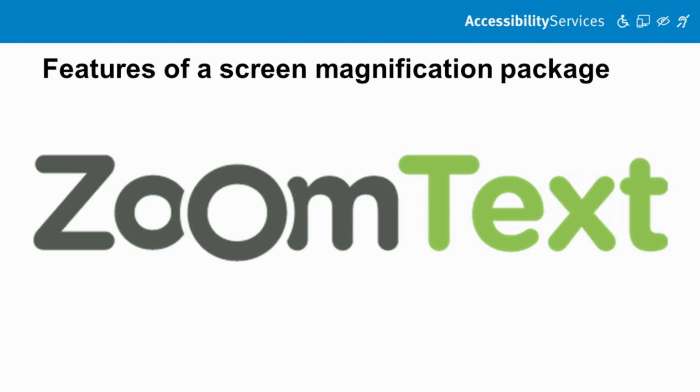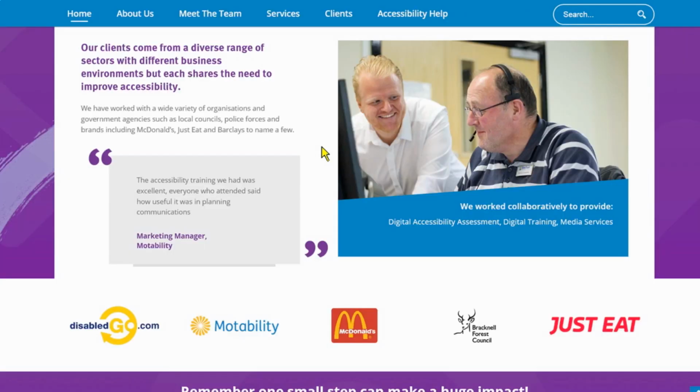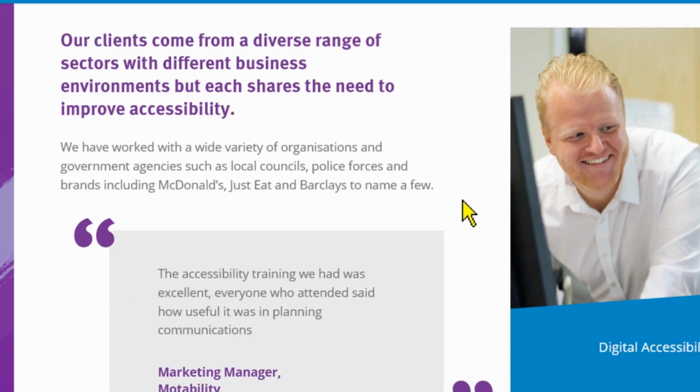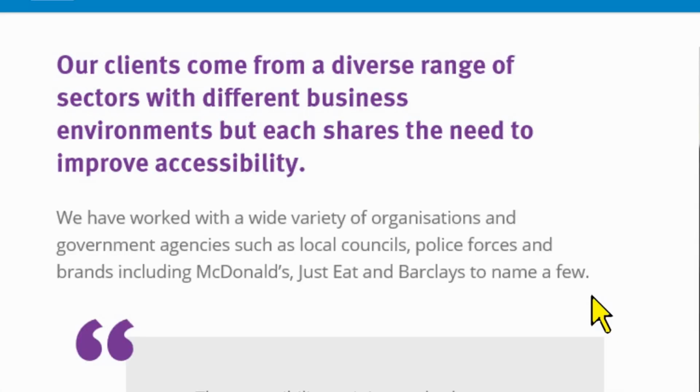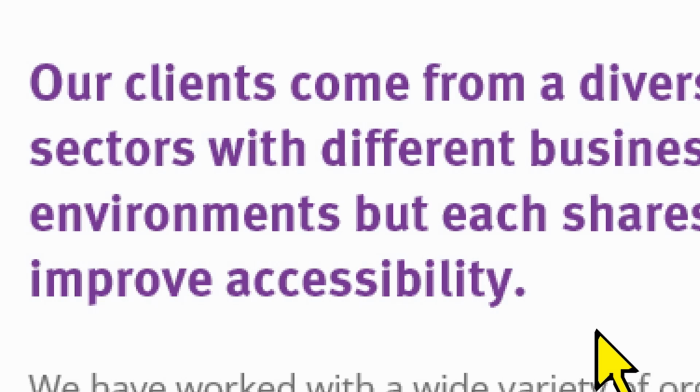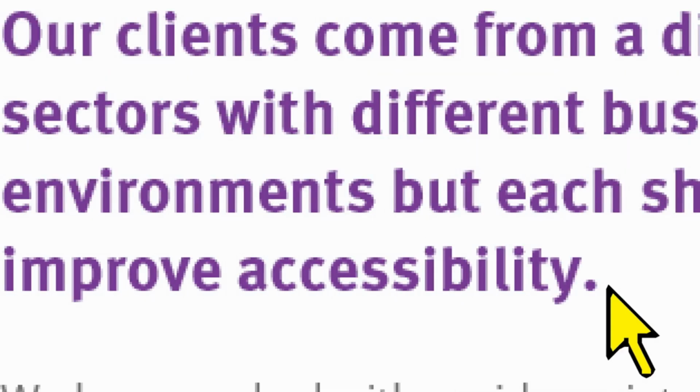There are a whole host of conditions or impairments that can make looking at a computer screen very strenuous or near impossible. These conditions include macular degeneration, diabetic retinopathy, cataracts, and glaucoma. One of the first tools within Zoom Text is screen magnification and allows you to magnify your screen up to 36 times.